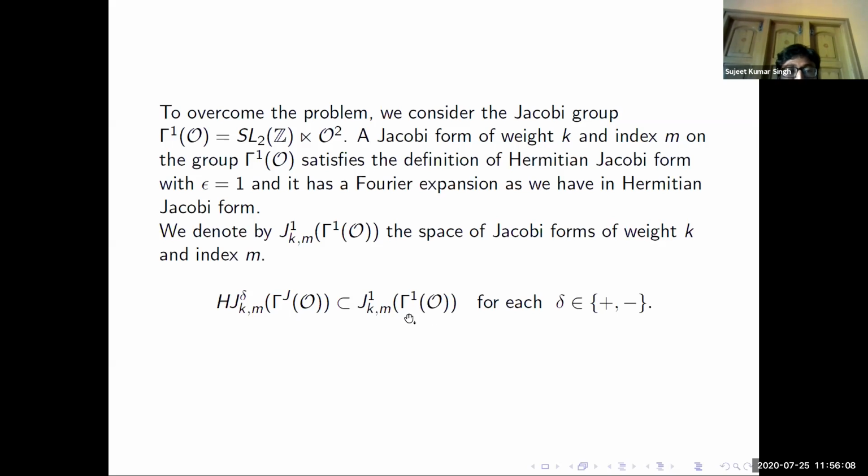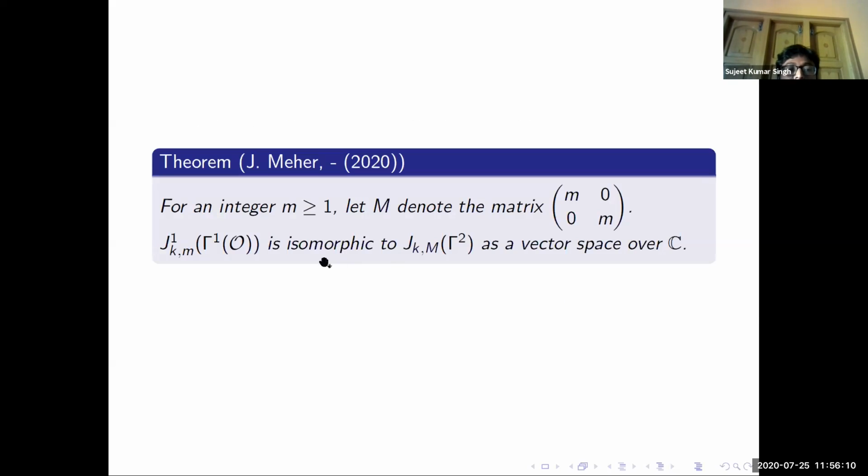And then we prove that this Jacobi space is isomorphic to Jacobi forms with matrix index with M equal to this group, as a vector space over C. And then we extract the structure property from here to this vector space. And we prove the required result for this.